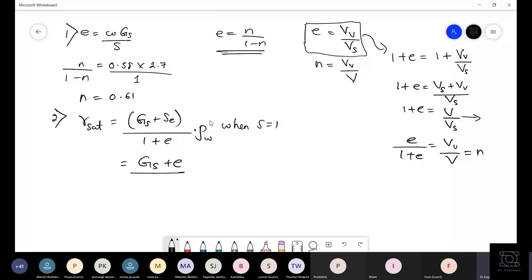Or else, if you remember this equation, that is gamma is equal to (1 minus n) times Gs plus n times S times gamma w. If you remember, you can use this equation, and most of the time you do remember this part. This is generally used for your bulk density: when S is 0, you find the dry density, and when S is 1, you find the saturated one. For other situations it might change. Now, if you substitute the values, the answer is 16.314, so the option is option A.